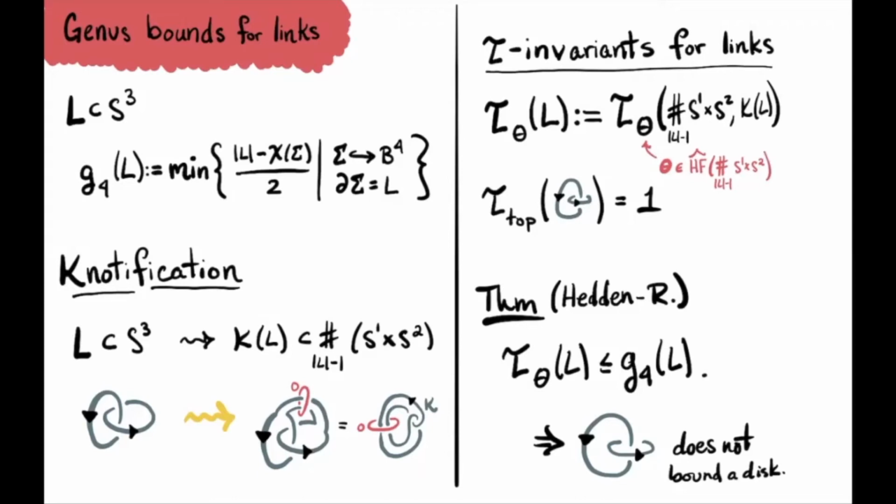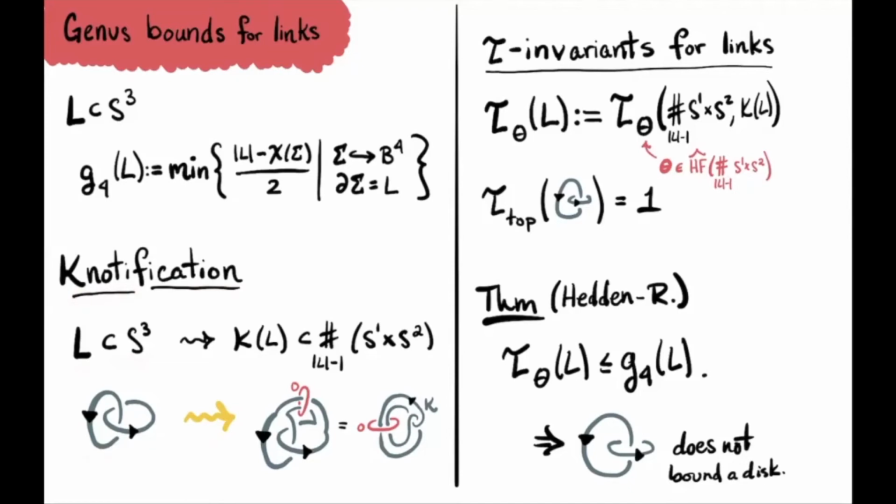And so the way we're going to get invariance for links is by using a procedure called knotification. So let me say what that means. So let's start with a link in the 3-sphere. Here's an example. It's a Hopf link.